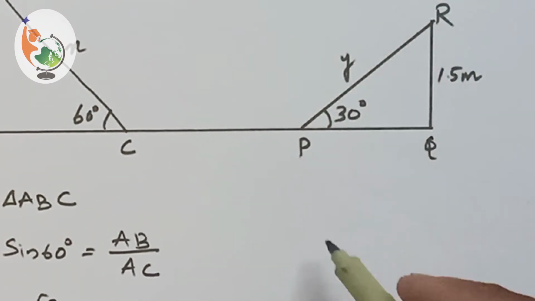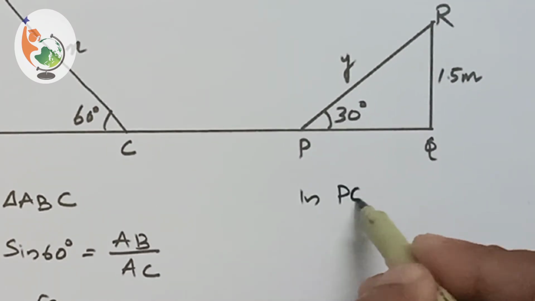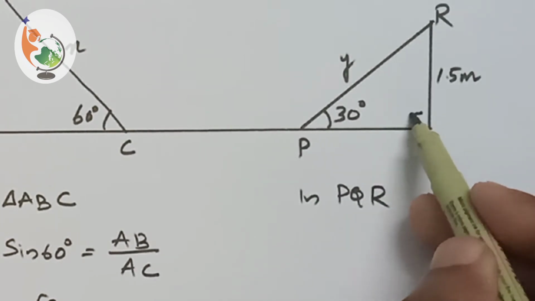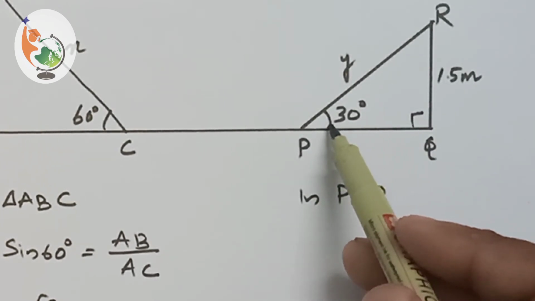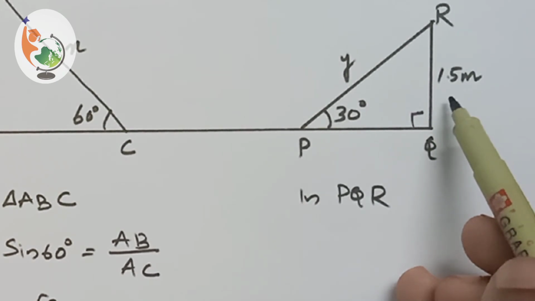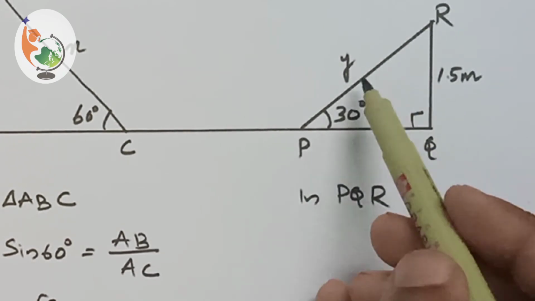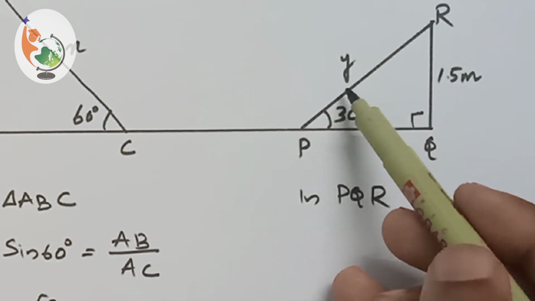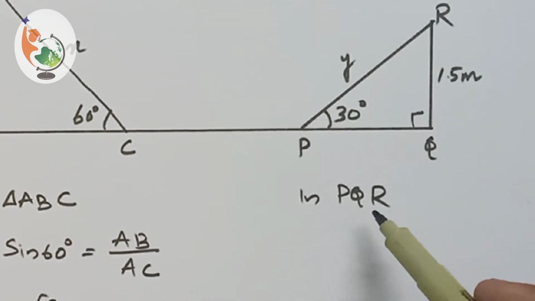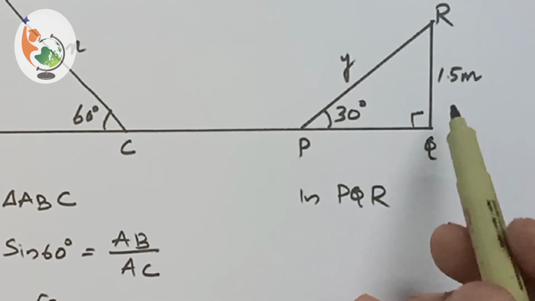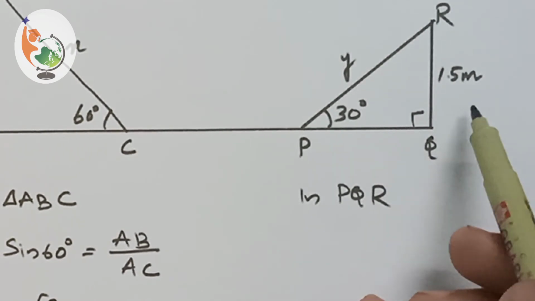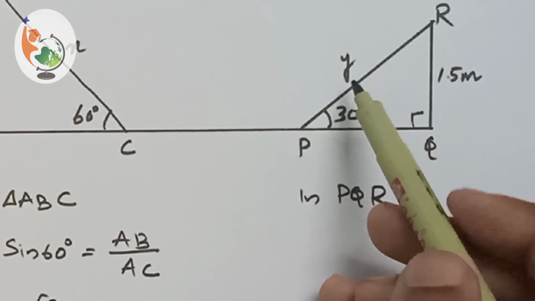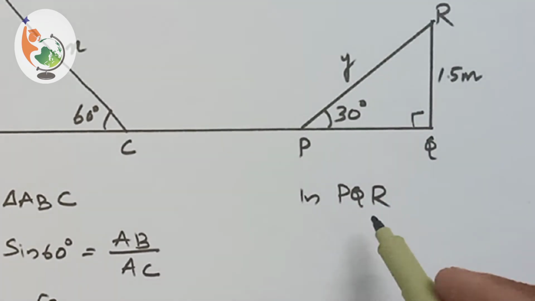In triangle PQR, Q is right angle and this angle is 30 degree and the opposite side is 1.5 meter. We have to find the length of PR, that is Y. We have to find the value of Y. In triangle PQR, the relation between QR and PR, that means opposite side and hypotenuse, that we can take sine 30 degree.